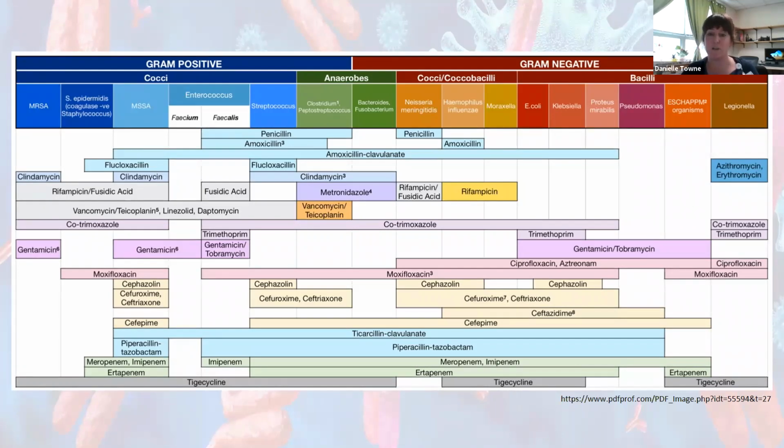So it does break down into major categories. Those that cover gram-positive and those that cover gram-negative. And then that further breaks down, you can see into cocci, anaerobes, coccobacilli, bacilli. So there's a lot of different categories. And the blood cultures that you drew when the patient arrived helps to pinpoint what bacteria it is so that you can select the appropriate antibiotic. There are also antifungal and antiviral medications, but again, they're less commonly seen. This is really kind of the chunk of your septic patients.